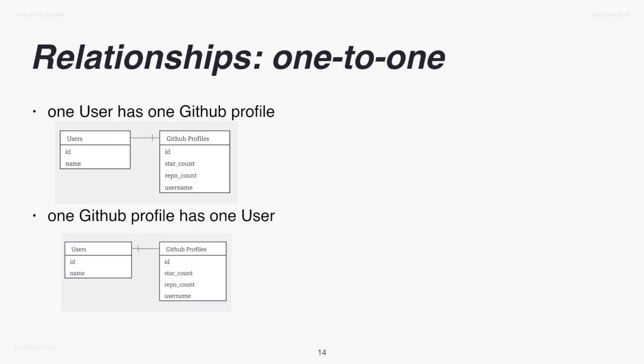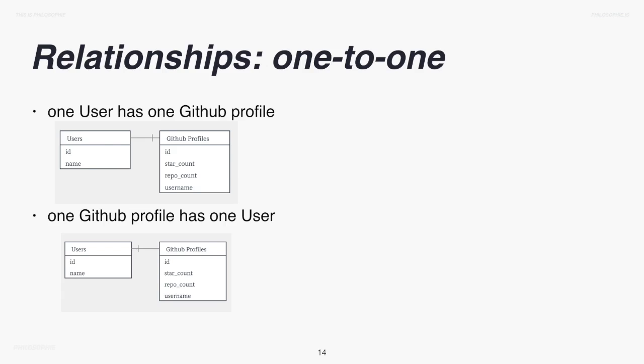So this is the one-to-one relationship, and you can use actual words as you're designing your database to describe this. Like, I know one user has only one GitHub profile, and I know that the one GitHub profile only has one user. So when you draw the lines, that's what that vertical line represents. It's basically one.